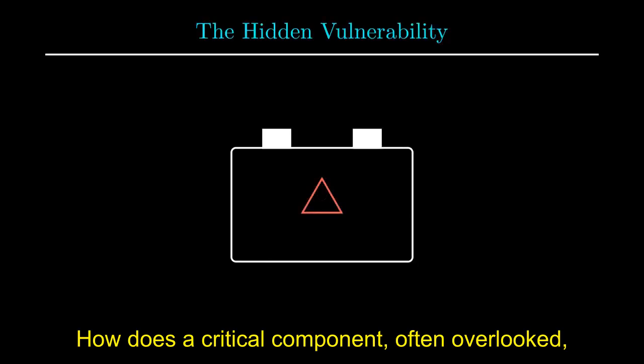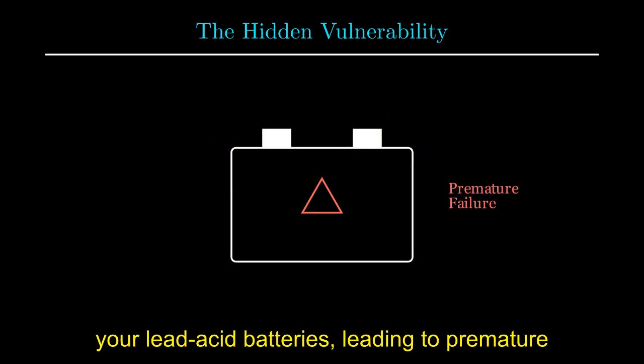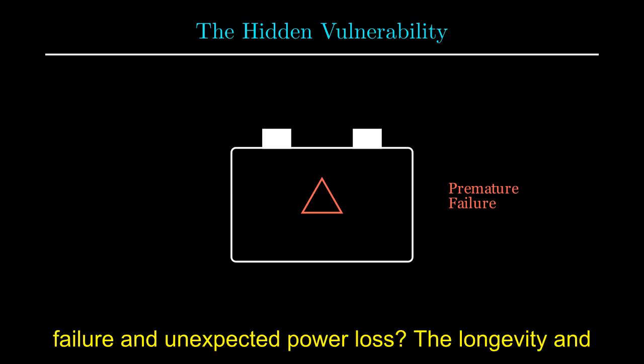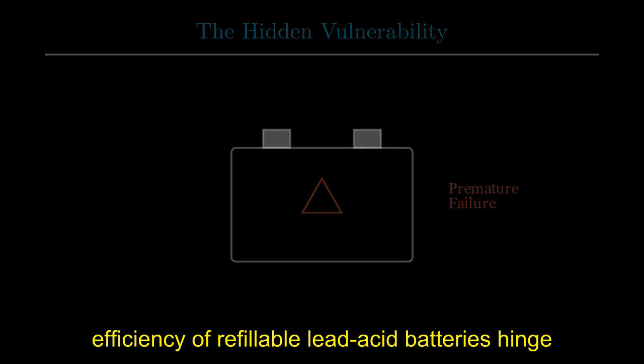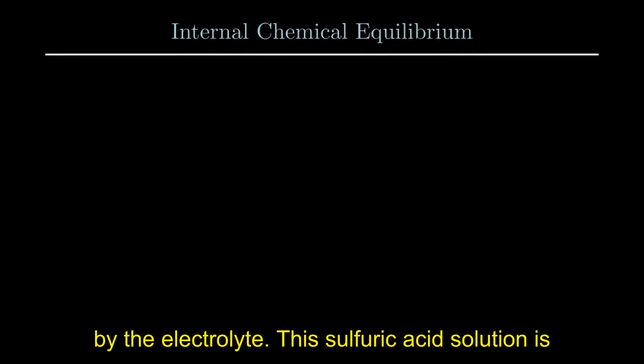How does a critical component, often overlooked, silently undermine the lifespan and performance of your lead-acid batteries, leading to premature failure and unexpected power loss? The longevity and efficiency of refillable lead-acid batteries hinge on a delicate internal chemistry, primarily dictated by the electrolyte.